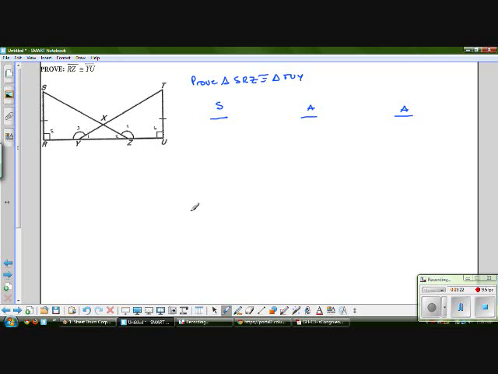So let's see. The side will be SR, and that'll be TU. So it'll be the left hand and right hand parts of the diagram. So it'll be these guys. Okay, and that is literally just given to us.